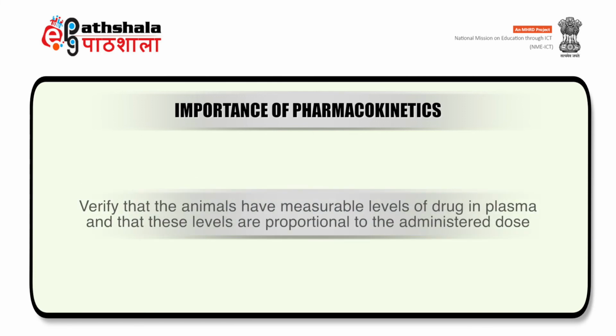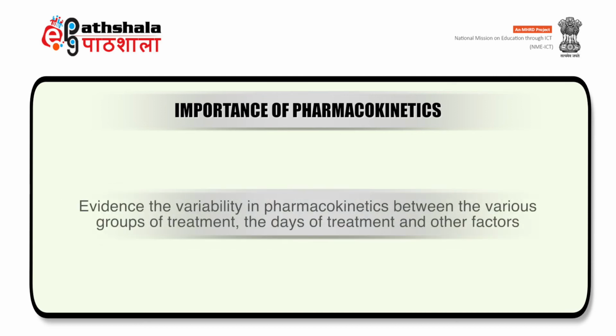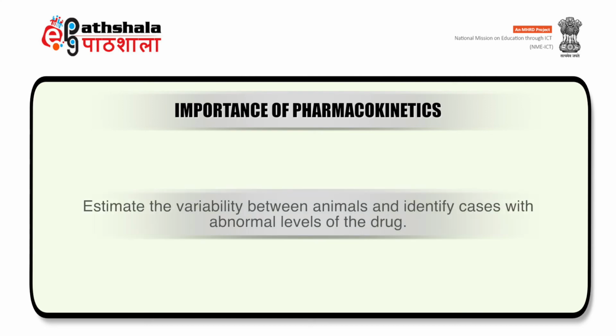Toxicokinetics is also important to verify that the animals have measurable levels of drug in the plasma and that these levels are proportional to the administered dose, estimate the area under the curve and the maximum concentration of the drug in the plasma because these parameters can be used to represent the exposure of the body to the drug, provide evidence about the variability in pharmacokinetics between the various groups of treatment, the days of treatment and other factors, and estimate the variability between animals and identify cases with abnormal levels of the drug.